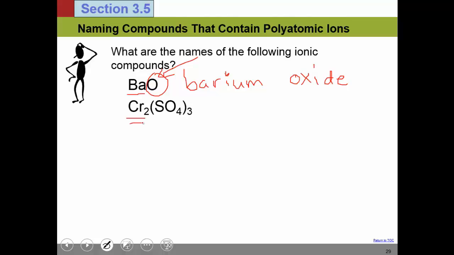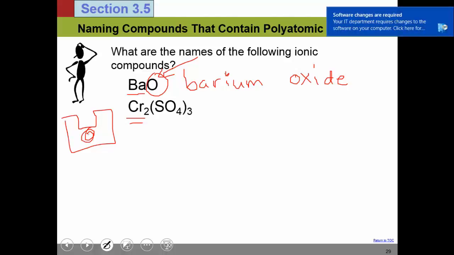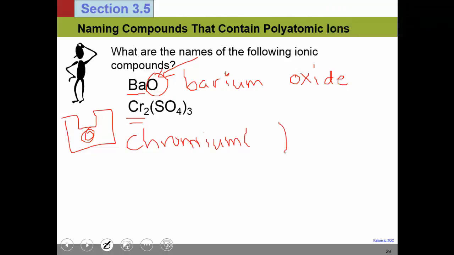Now here we have a metal that's in the transition metal land. It's over here in the middle of the periodic table, and so I know I'm going to have to use Roman numerals. So this is chromium, and I'll figure out what its charge is in just a minute. I'll put that in parentheses. And then I have a gift basket here, so I will have to know that SO4 is called sulfate.